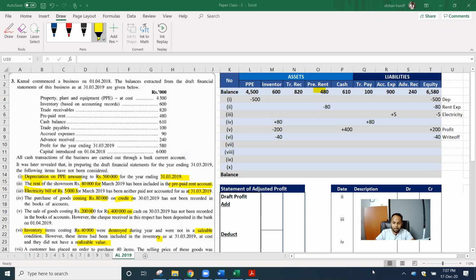400 is already recorded in the bank account? No, it was not recorded. 400 is, however, the cheque received in this respect has been deposited in the bank on 1st of April. It was deposited in the bank 1st of April. Right? But not been recorded in the books of account. It was not accounted. That is why we have recorded it in the cash account in the books.